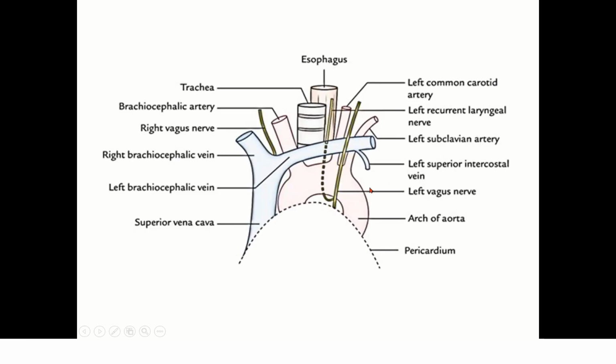You can see all the structures. This is the superior vena cava, right brachiocephalic vein, left brachiocephalic vein, arch of aorta, right brachiocephalic artery, left common carotid artery, left subclavian artery. You can see here the left superior intercostal vein. This is the left recurrent laryngeal nerve. This is the left vagus, and this is the right vagus. This is the trachea and this is the esophagus. All these are the structures of the superior mediastinum.